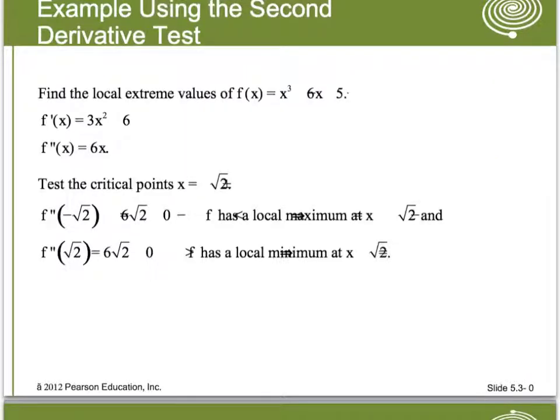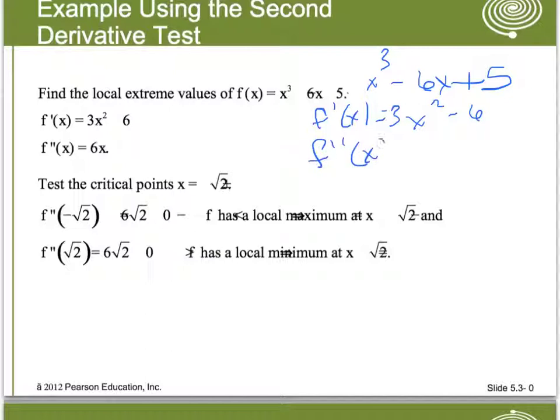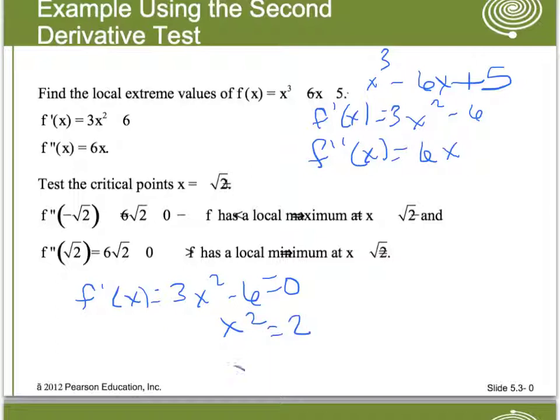Looking at an example of this function, it is supposed to say x cubed minus 6x plus 5, I believe. You probably have it written on your paper. You take your first derivative, and you get 3x squared minus 6. You take your second derivative, and you get 6x. Alright, so your critical points are when your first derivative equals 0. So 3x squared minus 6 equals 0, add 6, divide by 3, take the square root. So it's when x equals plus or minus the square root of 2.